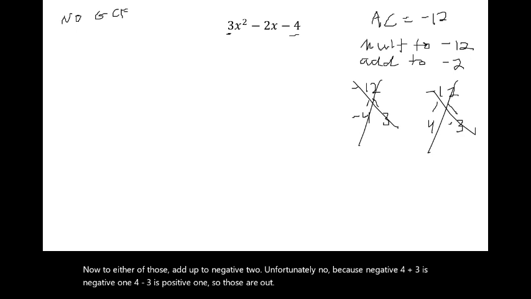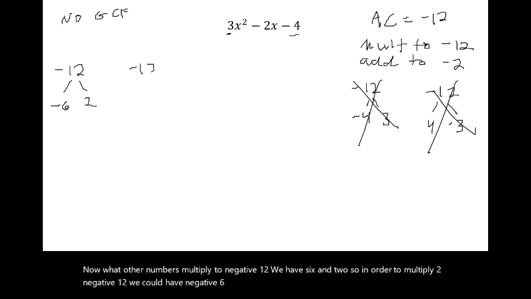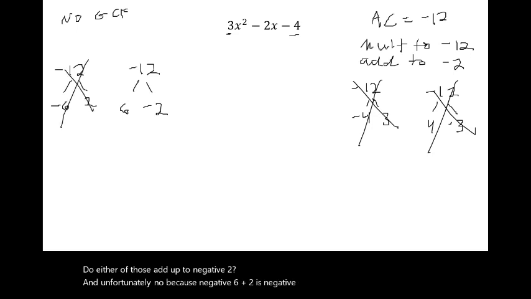Now, what other numbers multiply to -12? Well, we have 6 and 2. So in order to multiply to a -12, we could have -6 and +2, or we could have +6 and -2. Now, do either of those add up to -2? And unfortunately, no, because -6 plus 2 is -4. 6 minus 2 is +4.